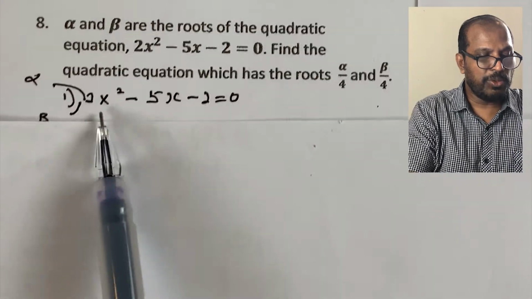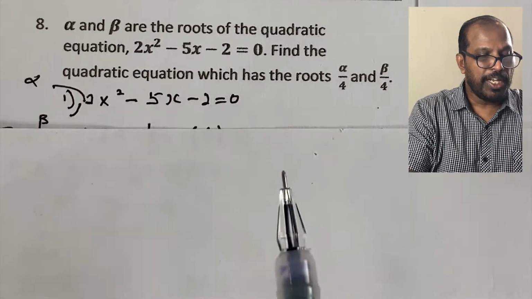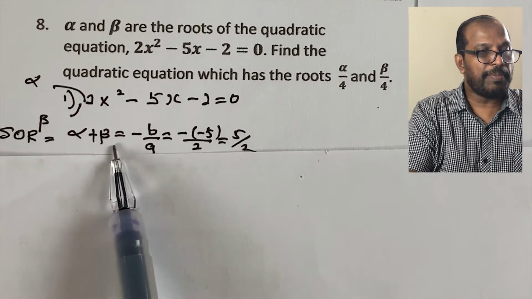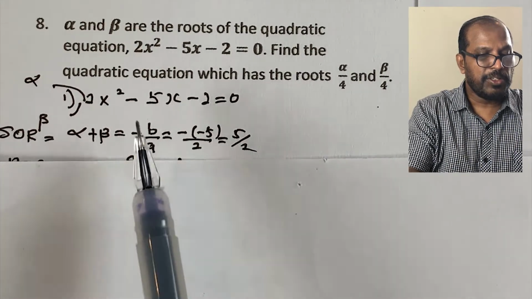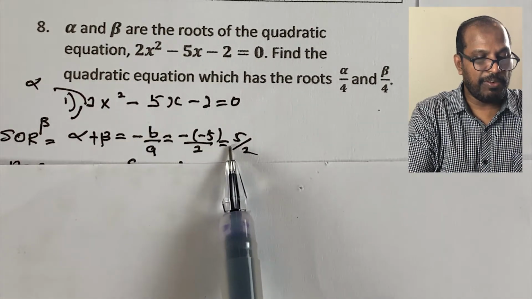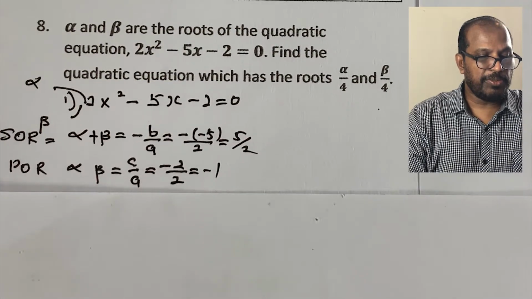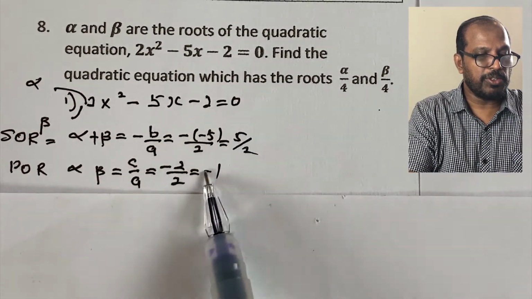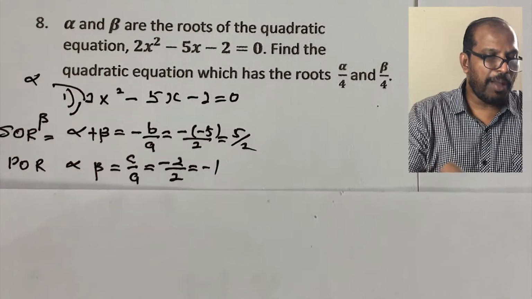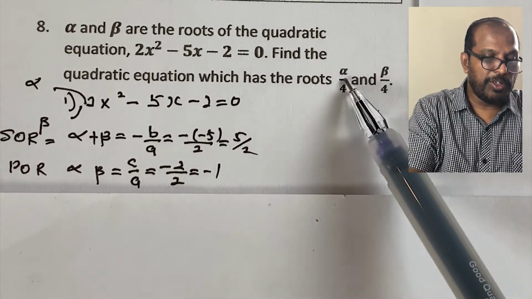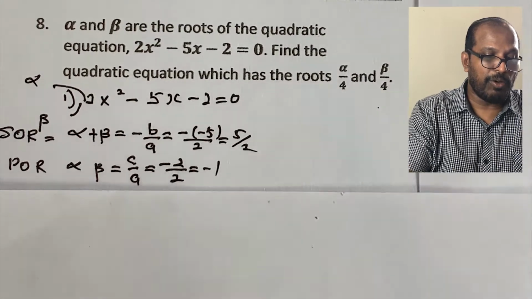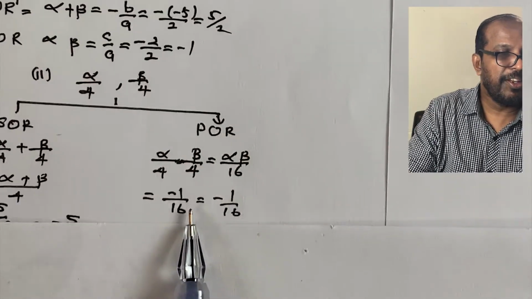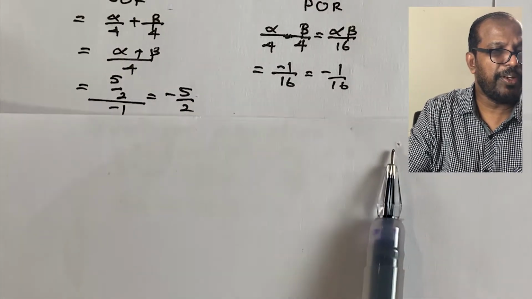So I found that 2x squared minus 5x minus 2 equals 0 has two roots, alpha and beta. From here, the sum of the roots is alpha plus beta, which is negative b over a. So negative times negative 5 is 5 over 2. And the product of the roots is c over a, so that will be negative 2 over 2, which equals negative 1. Now I'm going to find the sum of the roots and product of the roots of the new quadratic equation, which has roots alpha over 4 and beta over 4.